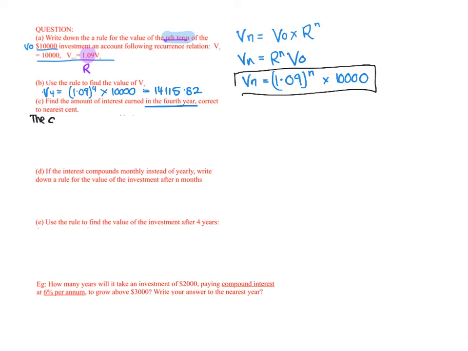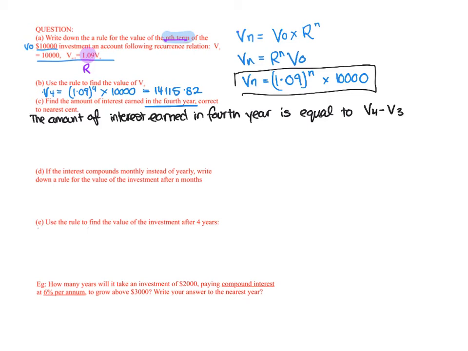So the amount of interest earned, is it earned or earned? Sorry if I spell things wrong. In the fourth year is equal to, so we're going to say V4 minus V3. Do you understand that? So in the fourth year, I got the value at the end of the fourth year, but I found out what it was to begin with, which would be the value at V3.